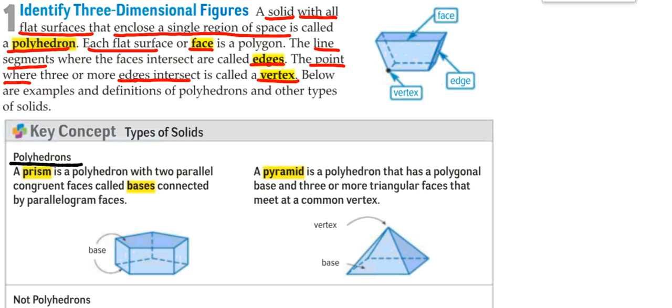Then we have 2 different kinds of solids that we generally look at. Polyhedrons, and a prism is a polyhedron with 2 parallel congruent faces called bases connected by parallelogram faces.